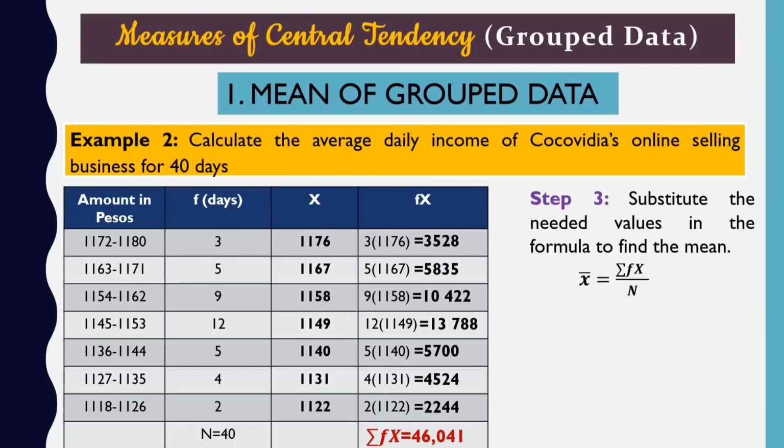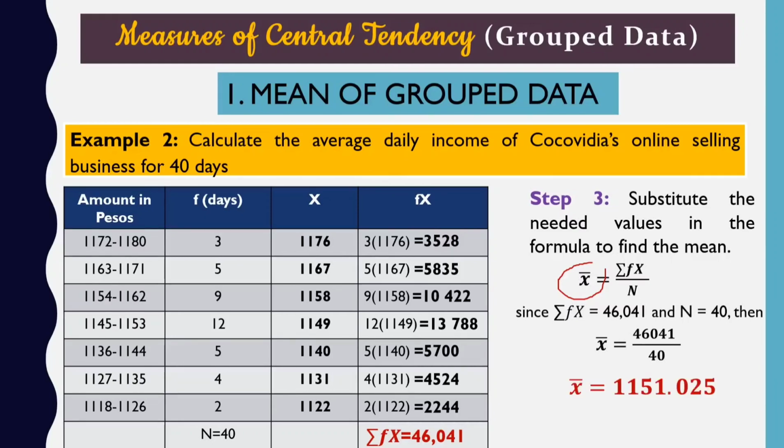So what we have to do is substitute those results to our formula. So the mean, or x bar, is equal to, let's substitute the values. For our numerator, we have 46,041, and for our denominator, we write 40. When we divide those two, we obtain the quotient, which is 1,151.025, or we can read it as 1,151 and 25 thousandths.